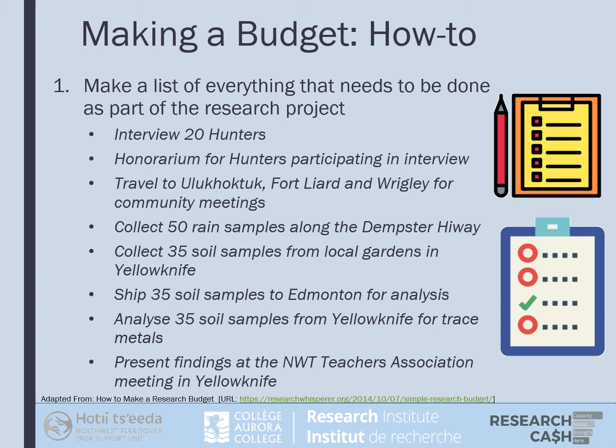The first step for creating a research budget is to make a list of everything that needs to get done as part of the project. Make a list of everything you plan to do in the project and who is going to do it. From here, you can break down each task into a smaller task. Take your research methodology and turn it into a step-by-step plan.